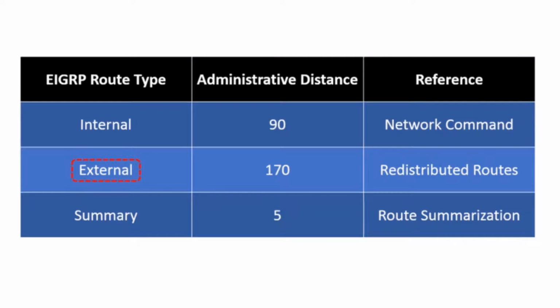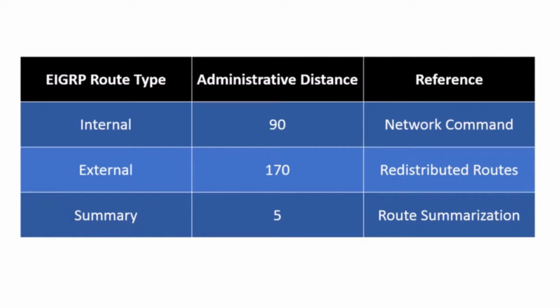The second entry is for EIGRP external routes with an administrative distance of 170, and it will be generated when we redistribute the routes. The third entry is for EIGRP summary routes, where the administrative distance becomes 5, and it will be generated by route summarization only on the summarizing router.